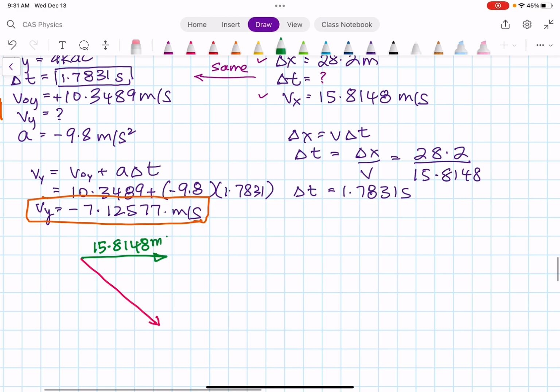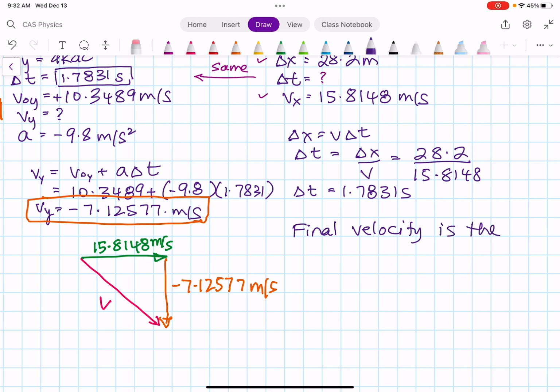Like we calculated before, meters per second. But now we've just determined this y component, and it is negative 7.12577 meters per second. So what I'm trying to find is this. This is my actual V that I'm looking for, the final velocity. To do that, I'm going to use Pythagoras. So V equals, so final, oops, let me write this again. Final velocity is the hypotenuse, or the vector addition.